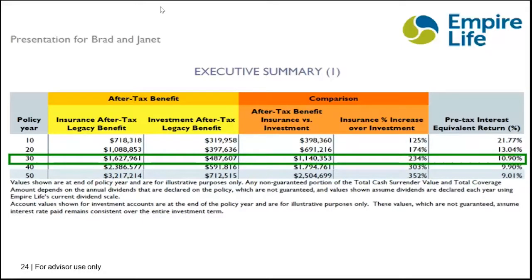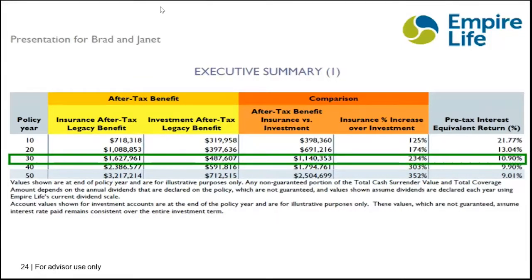over the alternative investment. In this case, with two 60-year-old clients, I have focused on the 30-year results, assuming that the second of Brad and Janet were to pass away at their age 90. At this point, there is over a $1.1 million increase in the after-tax benefit to the estate by using the corporate legacy builder strategy, or over a 230% increase.